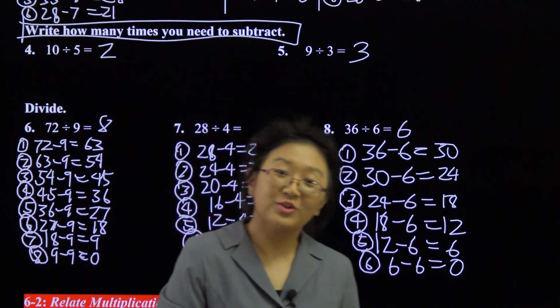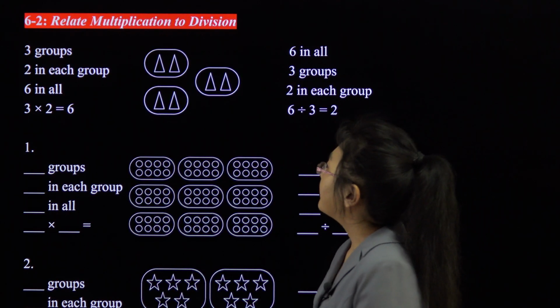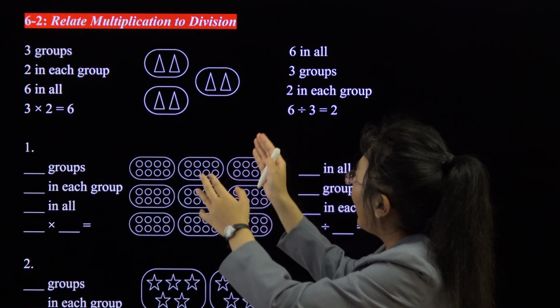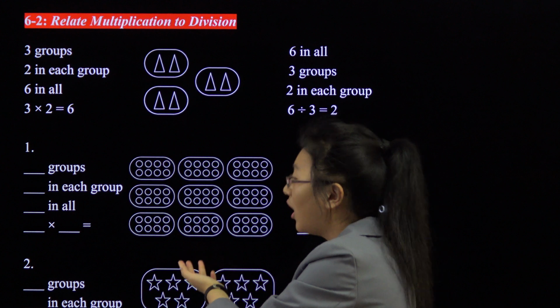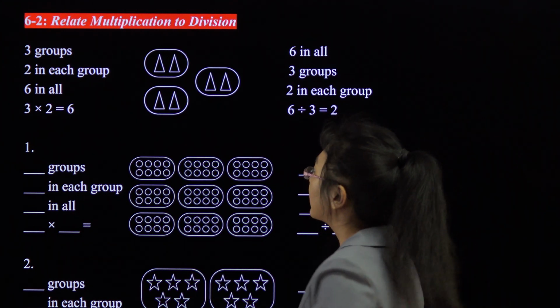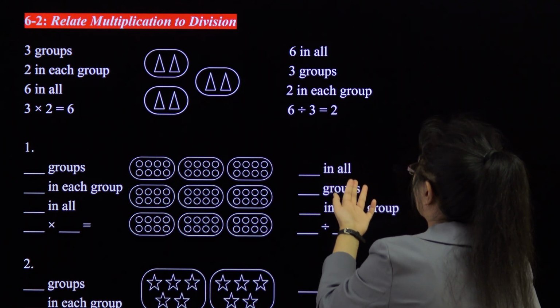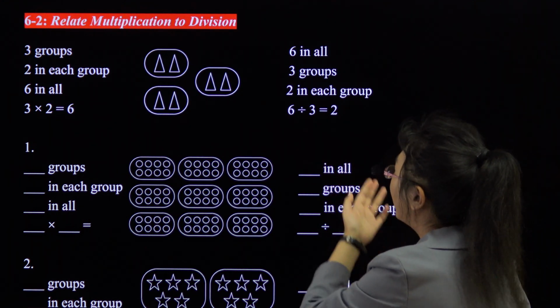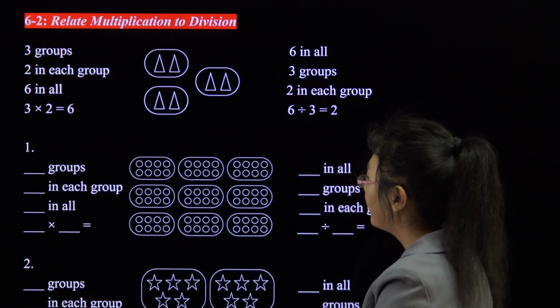We move on to the quicker way, relating division and multiplication. Now we have 3 groups, 2 in each group, 6 in all. 3 times 2 equals 6. There's 6 in all, there's 3 groups, there's 2 in each group. 6 divided by 3 equals 2.